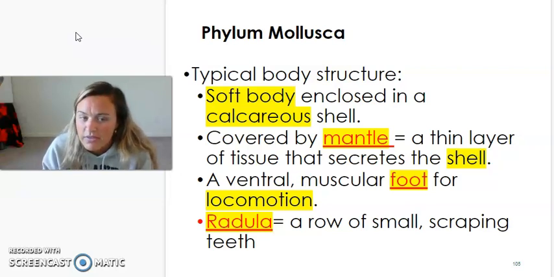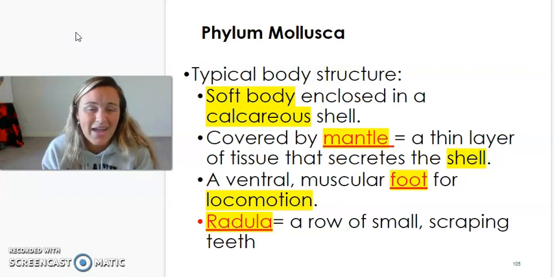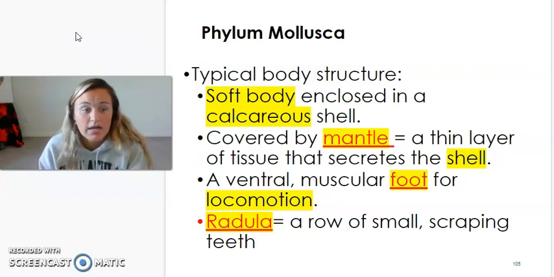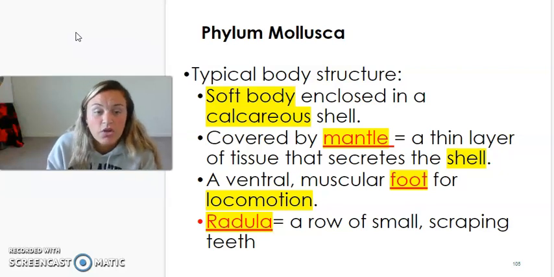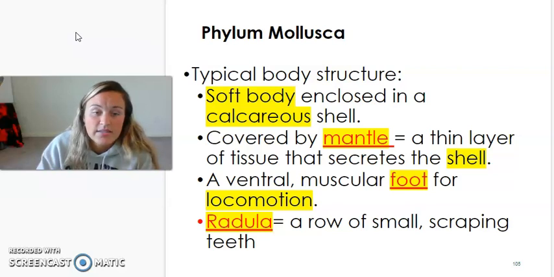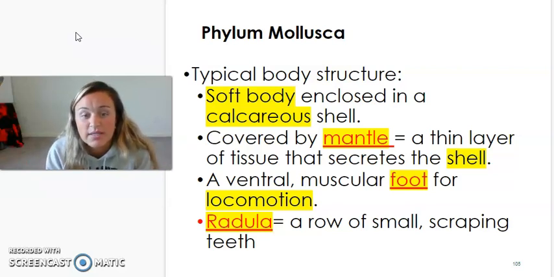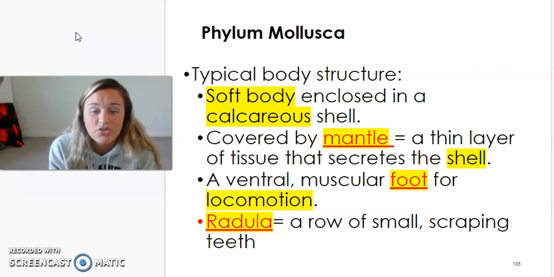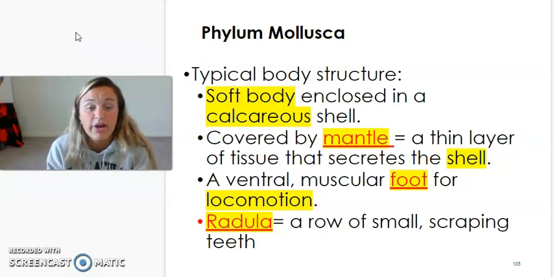Now, when you think about things having a shell, normally you think about clams and oysters and scallops having shells, but our octopuses and our squid actually don't technically have a shell. And we're going to talk a little bit more about what that looks like as it differentiates between the different classes found within the phylum Mollusca. All right, so all of these mollusks do have a ventral muscular foot that is used for locomotion. So this muscular foot is what helps them to move around.